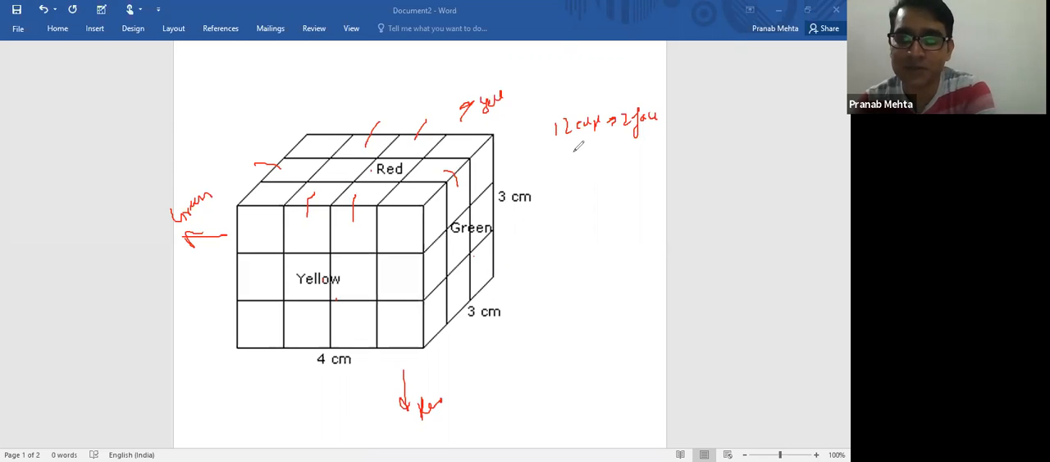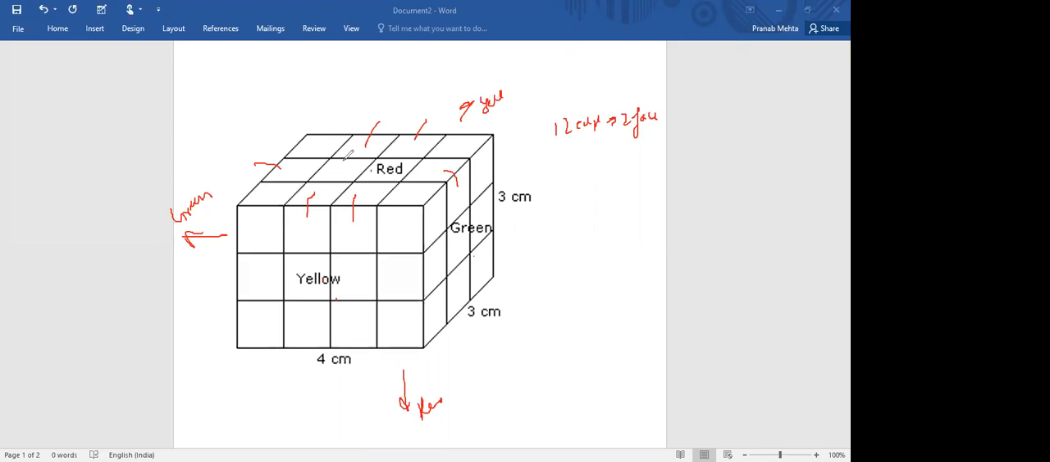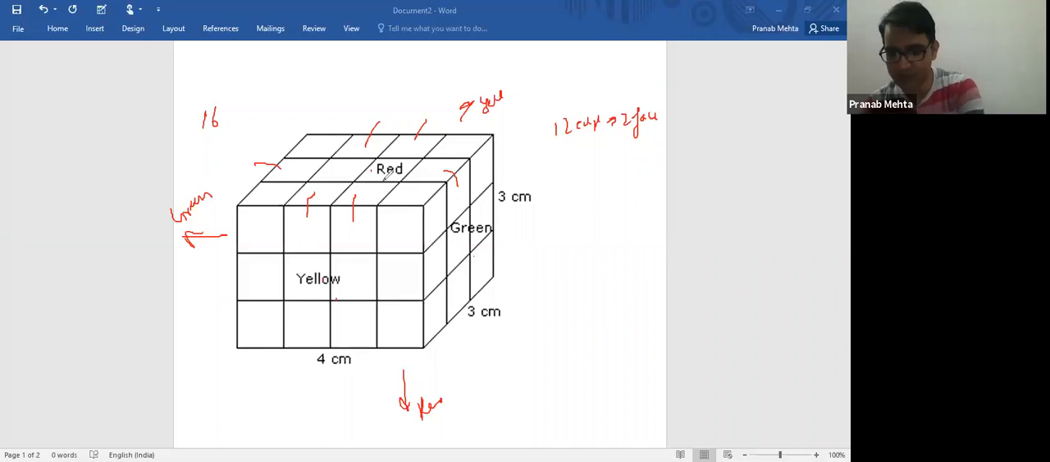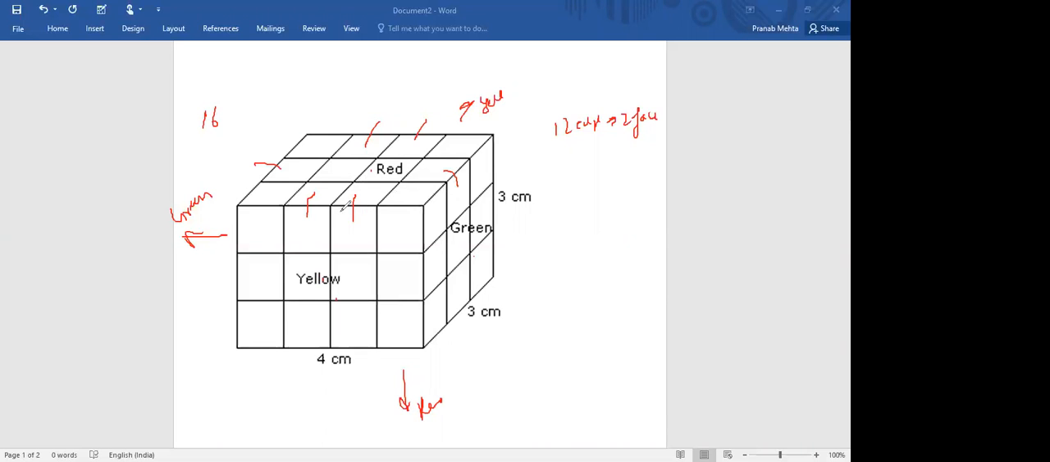What is the answer? 16? Anyone? 16, let us see. Some say 20. Okay, wait and see. Let us do the counting.